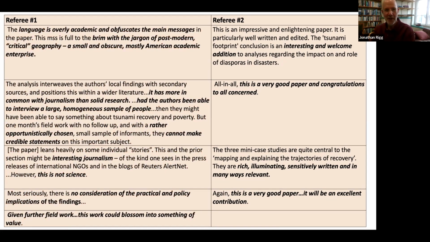This was the other referee. Brim with the jargon of postmodern critical geography, a small and obscure, mostly American academic enterprise. It has more in common with journalism than solid research. Had the authors been able to interview a large homogeneous sample of people rather than a rather opportunistically chosen small sample of informants, they might have had something interesting to say. They cannot make credible statements. This is interesting journalism. It is not science. No consideration.